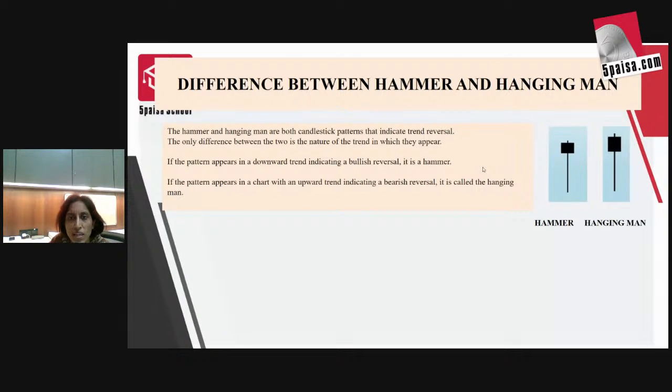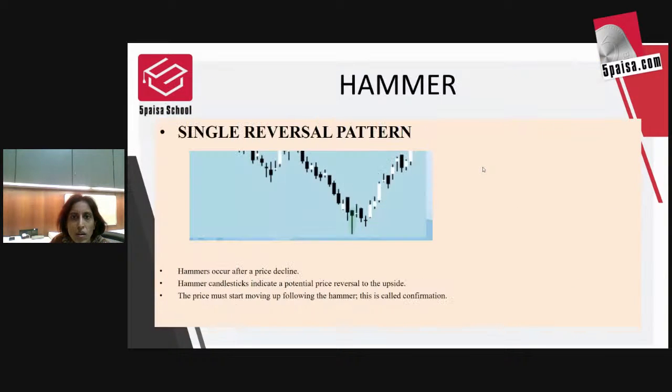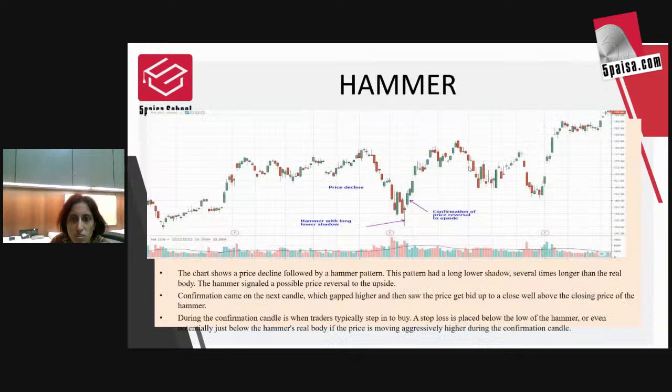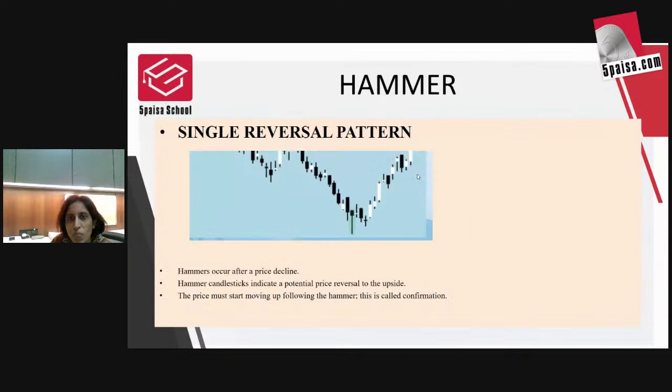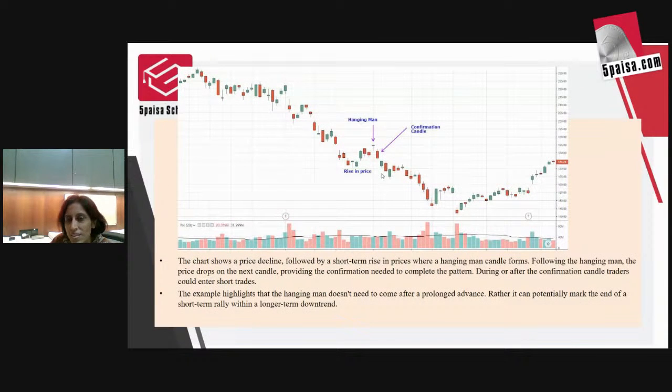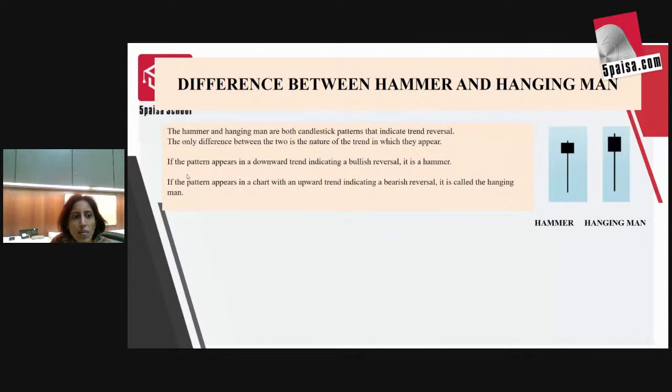So if I can take you to that hammer again, this is how a hammer looks. After a hammer is witnessed, the prices are going to go up. But after a hanging man is witnessed, the prices are going to come down. So if the pattern appears in a downward trend indicating a bullish reversal, it is a hammer, and if the pattern appears in a chart with an upward trend indicating a bearish reversal, it is called the hanging man. Right? So that is the difference between a hammer and a hanging man.